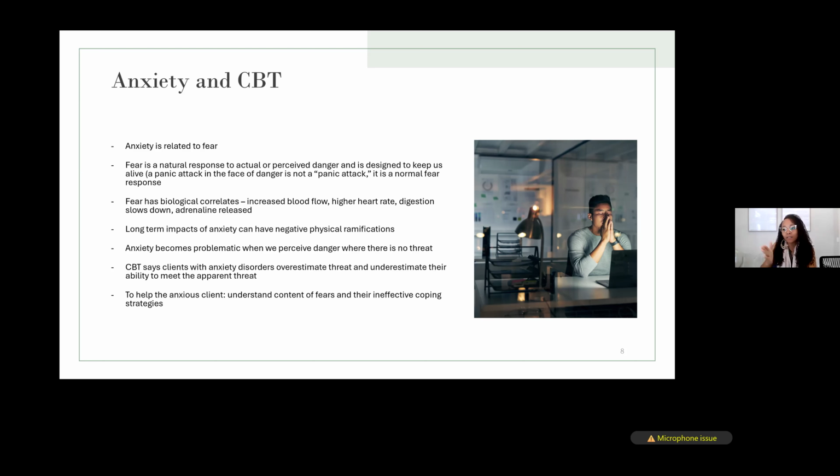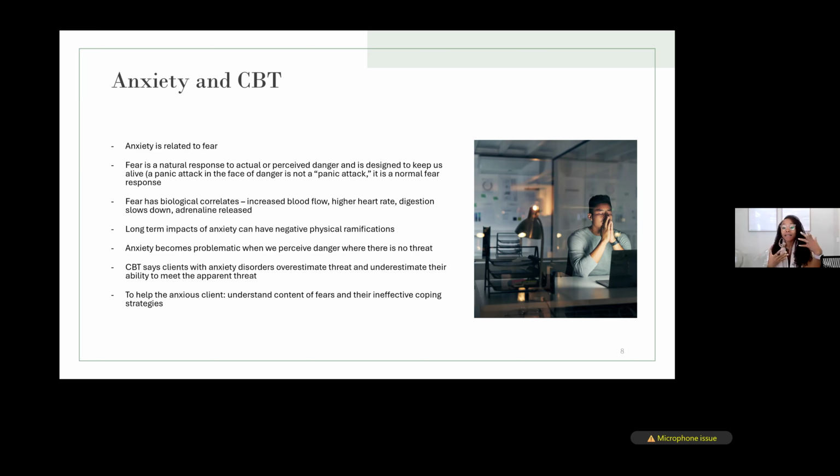Anxiety might identify danger when there actually is no threat. And so CBT says that clients who experience anxiety often overestimate threat and underestimate their resources. So I think that going into a new situation, let's say I have to do some professional networking, that's the scariest thing. I would do everything in my power to avoid doing that. I would rather have a root canal than go to a networking event with people I don't know.